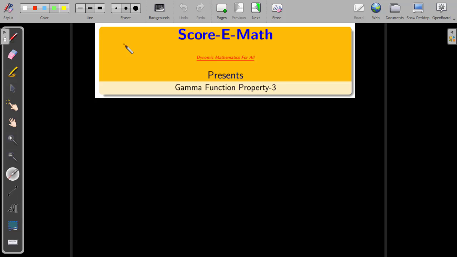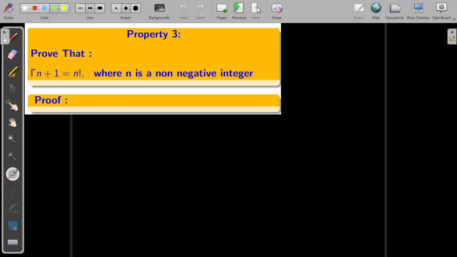So in today's class, we will discuss gamma function property 3. Let's get started. So this is property number 3.